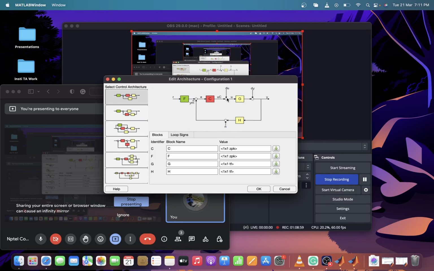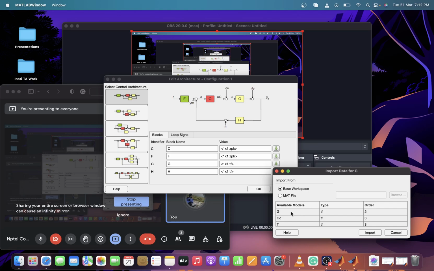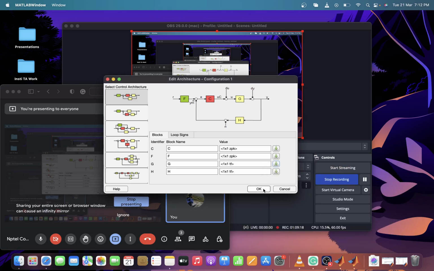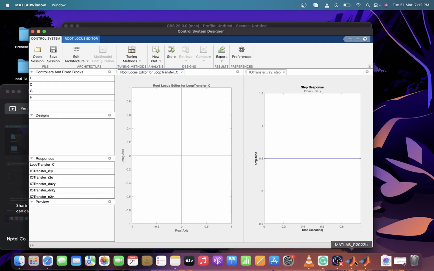Okay, so you see here the plant, the controller, the feedback and the feed forward path. No, I mean not the feed forward, it's the reference gain. So I'll take G, I'll import my G, which is my plant. G, import, okay, and I'll press OK. So there are so many architectures which you can try out. So this is my system.